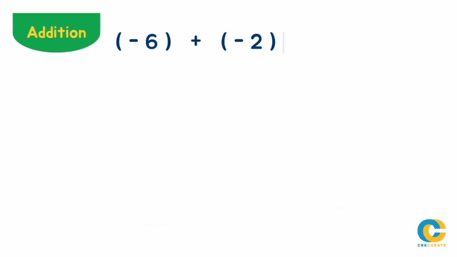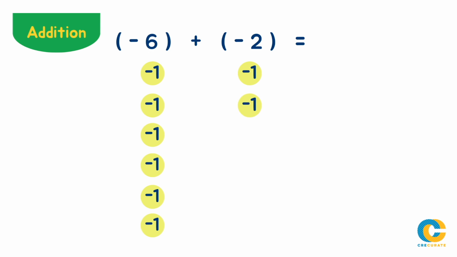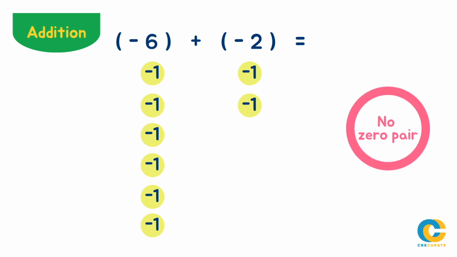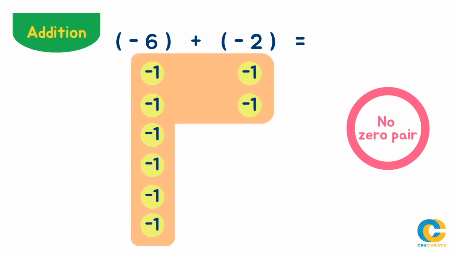Now that we know how to add a positive number with a negative number, let us look at how to add two negative numbers. In this question, we have 6 negative ones and 2 negative ones, and we want to add them together. Since there are no zero pairs, we count the total number of negative ones we have, and that gives us our answer of negative 8.